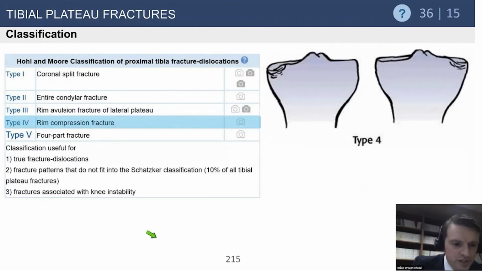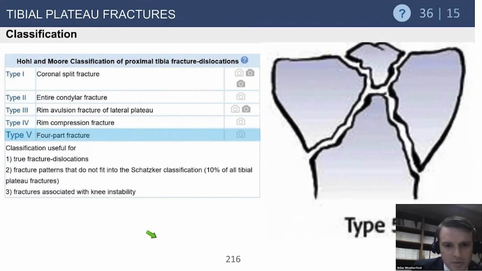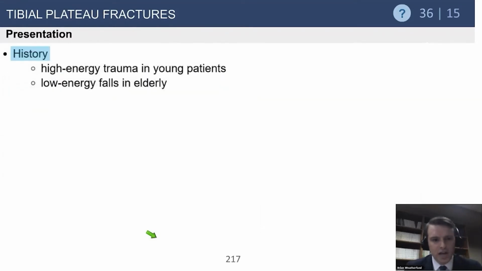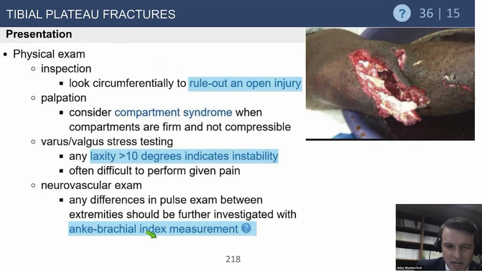Type 2 injuries have an entire condyle, so that can be posterior, medial, or lateral. Type 3s are a rim avulsion. Type 4s are a rim compression. So you'll see these more in multiligamentous knee injuries where the person mainly has soft tissue injuries. And type 5 is a four-part fracture analogous to a bicondylar plateau or a Schatzker 6. This is useful for true fracture dislocations and fractures that don't really fit neatly into the Schatzker classification.